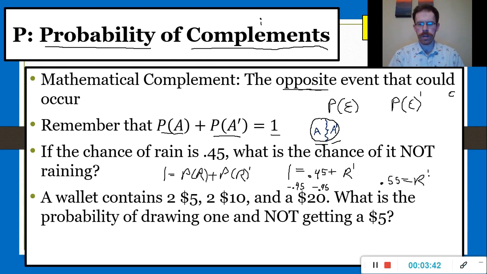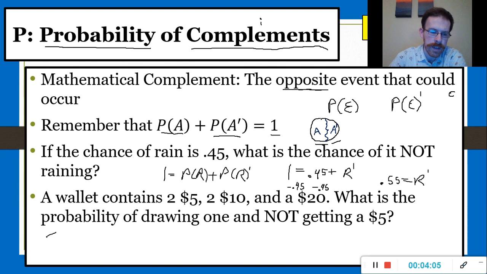So I hope that makes sense for you all, that if it's the mathematical complement, it has to be the other portion of it. Now let's look at this one. A wallet contains 2 5s, 2 10s, and a 20. What is the probability of drawing 1 and not getting a 5? Now it might be initially difficult to figure out, okay, what's the probability of not getting a 5? You have to calculate everything that's not a 5. Sometimes it's just easier to find the complement and then just do the opposite.